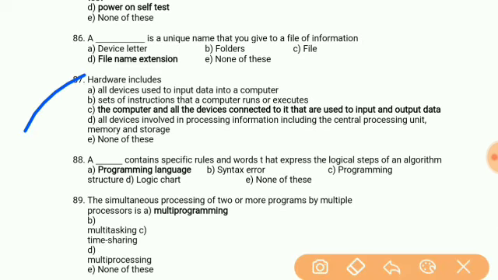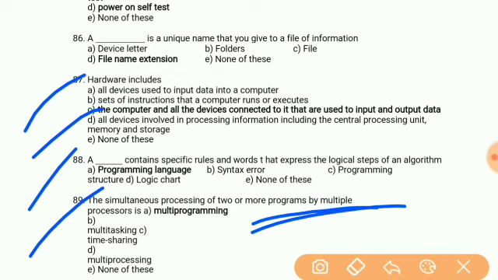Then hardware includes the computer and all the devices connected to it that are used to input and output data. So hardware means the computer and the devices attached to it, like mouse, speaker, CPU, all are called hardware. Then a programming language contains specific rules and words that express the logical steps of an algorithm. Then the simultaneous processing of two or more programs by multiple processors is called multiprocessing.